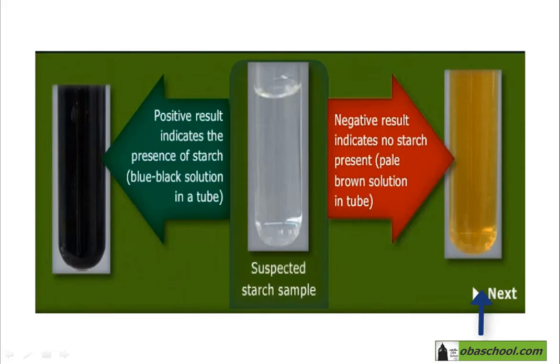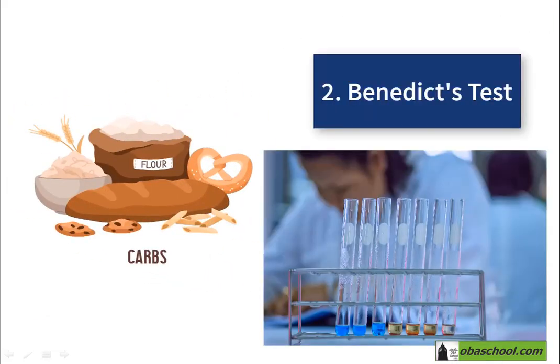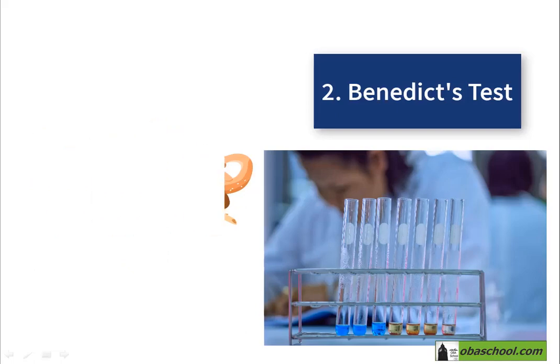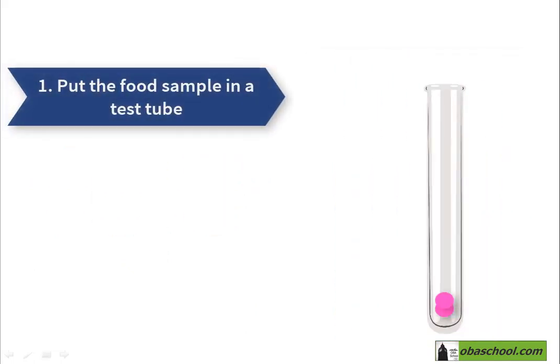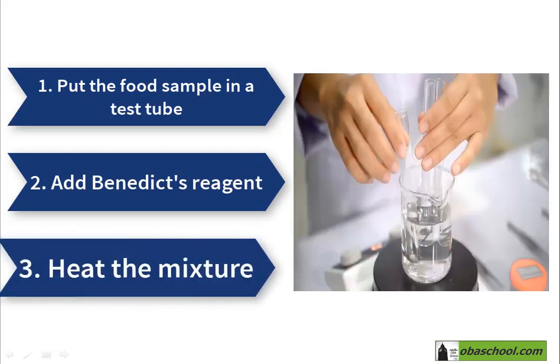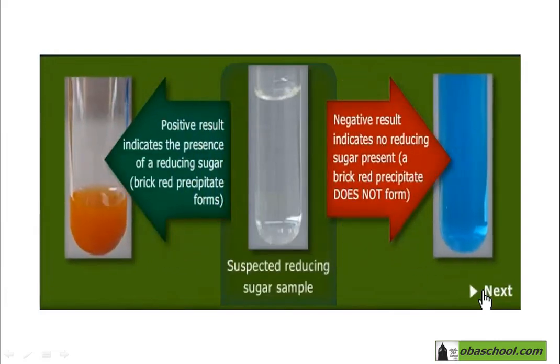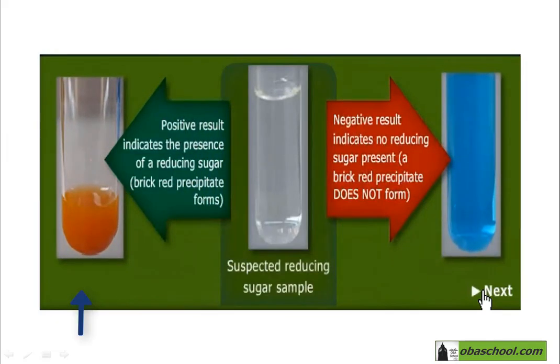Now the second test is Benedict's test. This is used for sugars. To perform this test, we're going to put the food sample in a test tube. Then we're going to add the Benedict's reagent to the solution. It is of a blue color, as you can see here. Then we're going to heat the mixture in boiling water for 5 minutes. If sugar is present, a brick red precipitate forms, and if not, the solution remains blue.